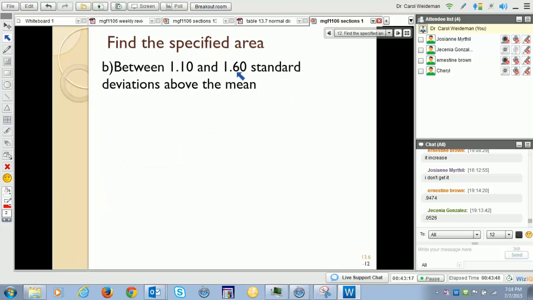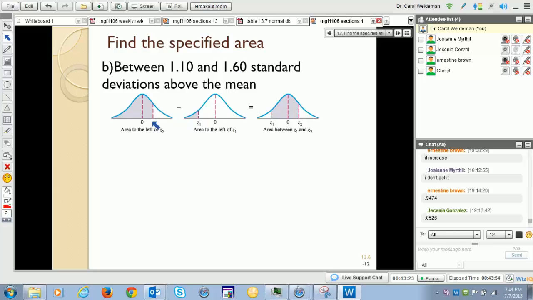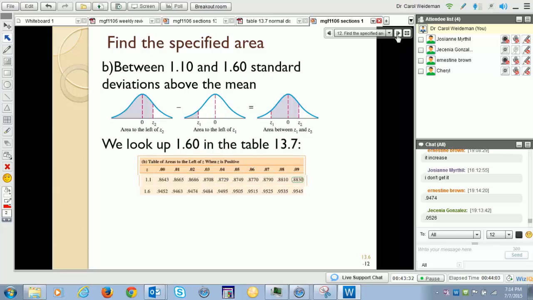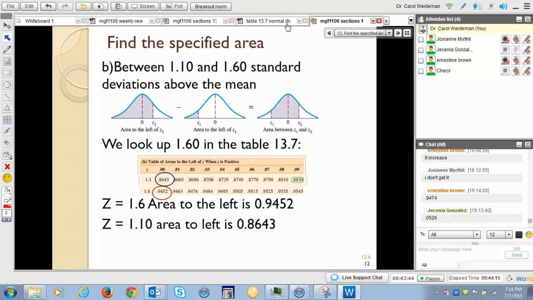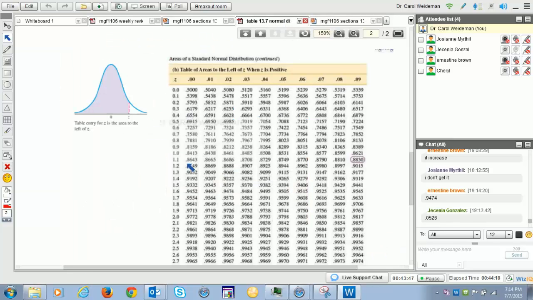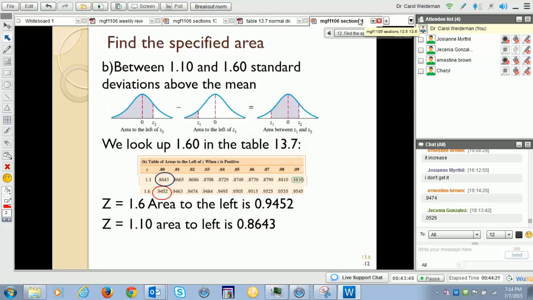Let's find the area between 2 standard deviations. Okay, what you're going to do on this one is you're going to find each area, the first area, the second area, and then subtract it to get the area in between. So let's look up 1.60 in that table. So when I go down to 1.60, here's the number here, 9452. All right, and then I'm going to look up 1.10, and I'll show you that on the table. 1.10 is 8643 right there. And then I subtract. So the area between is 9452, the bigger number, minus the smaller number. So about 8% of the area is between those 2 z-scores.